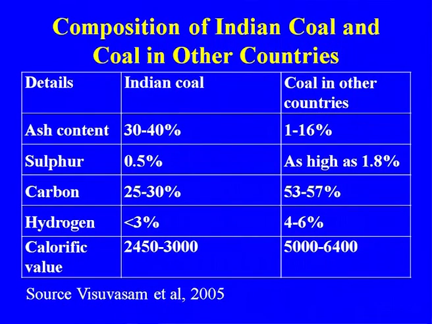Composition of the Indian coal and coal in other countries: if you compare, the ash content is very high in Indian coal, around 30% to 40%. In other countries, the ash content is less. Sulfur content is there also, although it is less compared to ash content. In other countries, carbon is 25% to 30%, the carbon content is high, hydrogen less than 3, and calorific value is also less than in the coal, Indian coal especially.